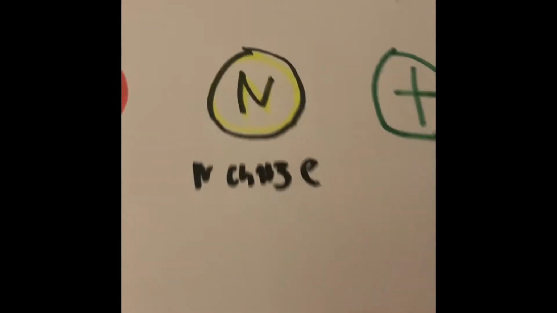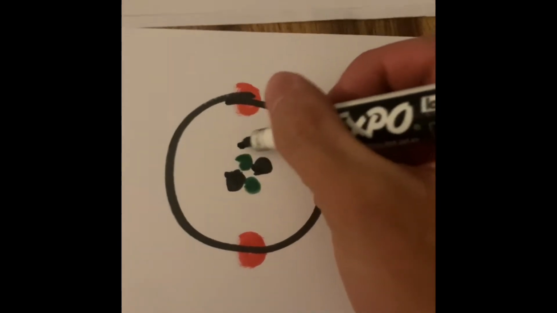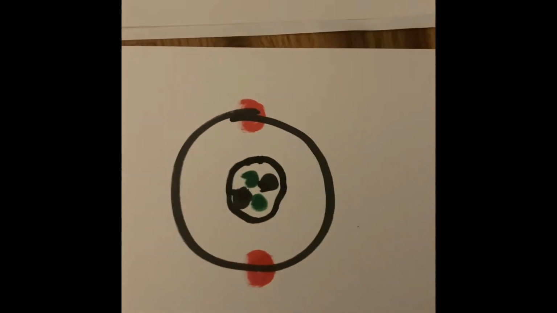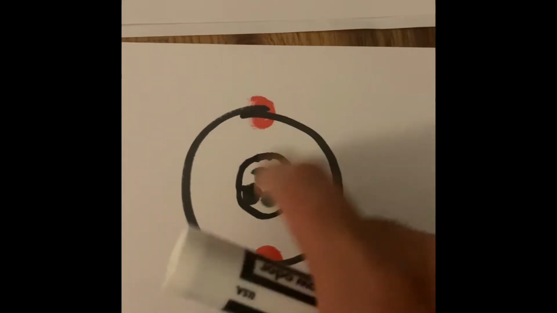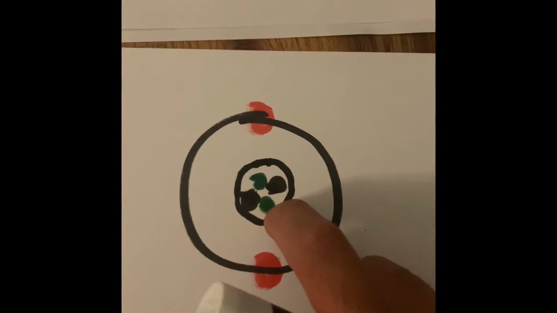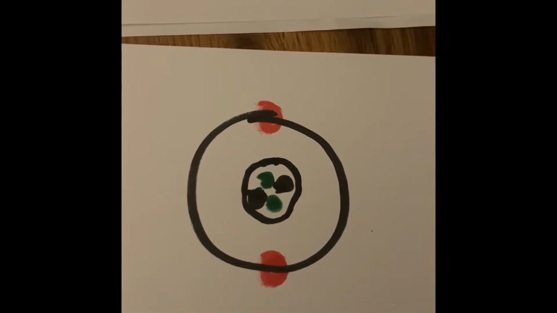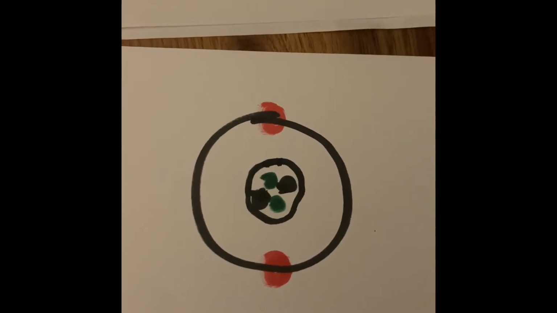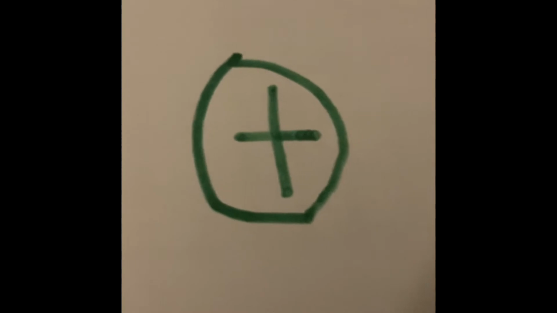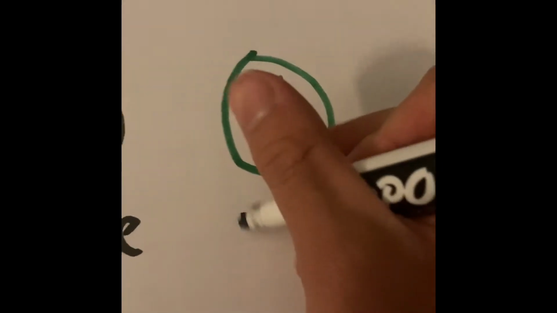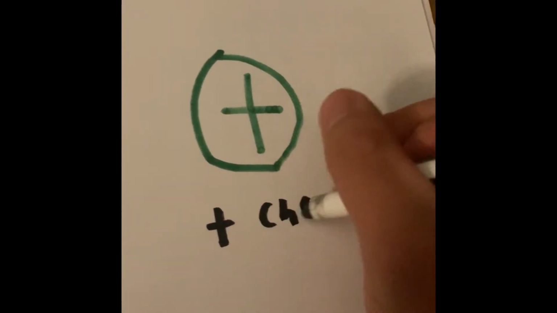Neutrons are stuck in the middle of an atom. They are stuck inside the nucleus. The nucleus is in the middle of the atom. And the neutron's job is to balance the charge of a proton. A proton is also trapped in the nucleus, but instead of having a neutral charge, it has a positive charge.